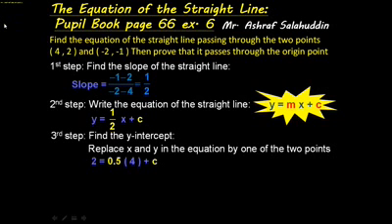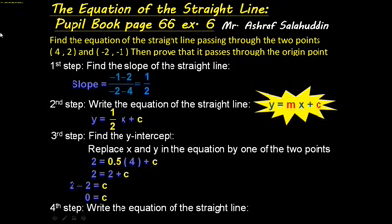So 2 equals 0.5 times 4 plus c. 0.5 is the same as half. I wrote it here 0.5, it's the same. So 2 equals 2 plus c, because 0.5 times 4 is 2. So 2 minus 2 equals c, then c equals 0. Now the equation of the straight line is y equals half x plus 0, which doesn't mean anything, because half x plus 0 is half x. No meaning for plus 0 here.